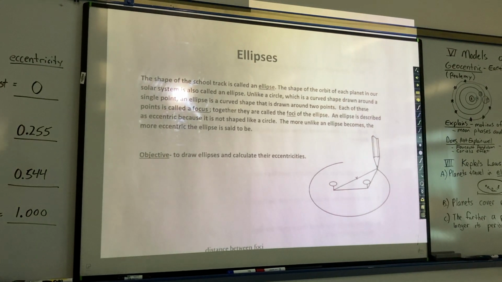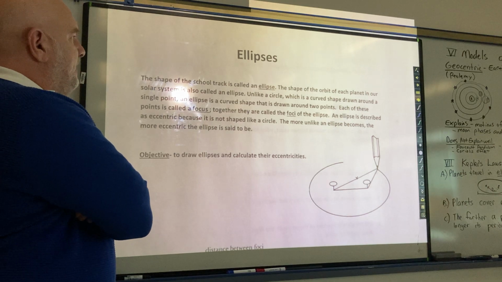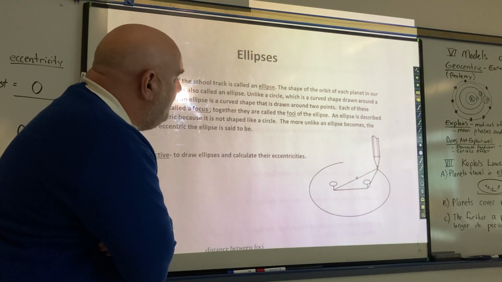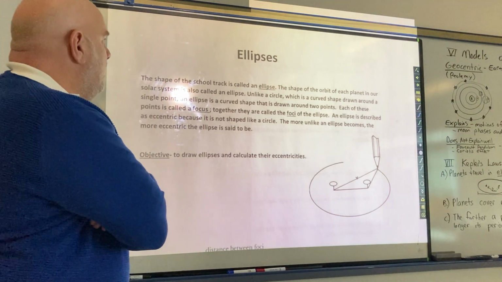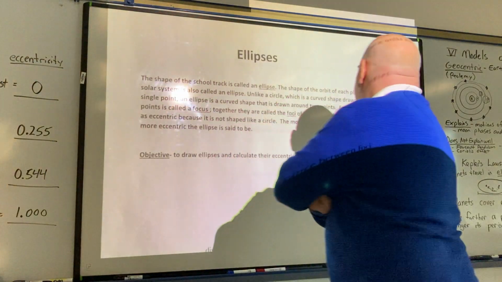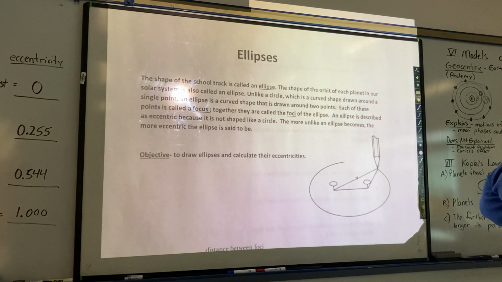All right, so ellipses. The shape of the school track is called an ellipse. The shape of the orbit of each planet in our solar system is also called an ellipse. Unlike a circle, which is a curved shape drawn around a single point, an ellipse is a curved shape that is drawn around 2 points.